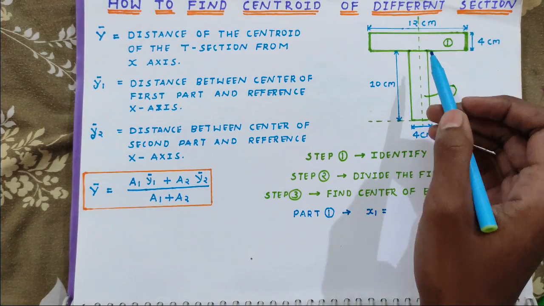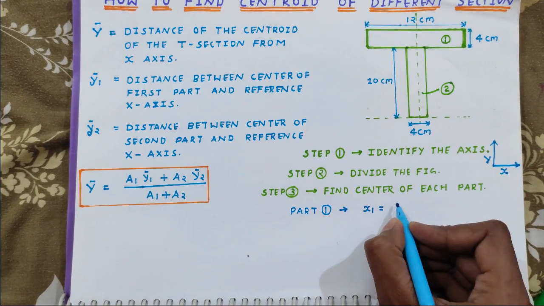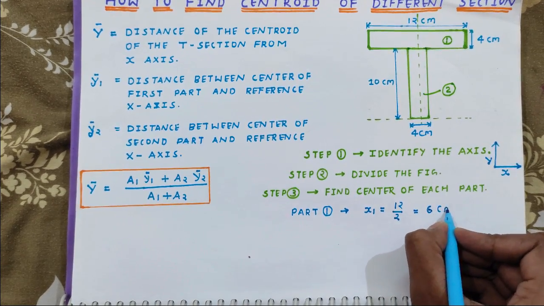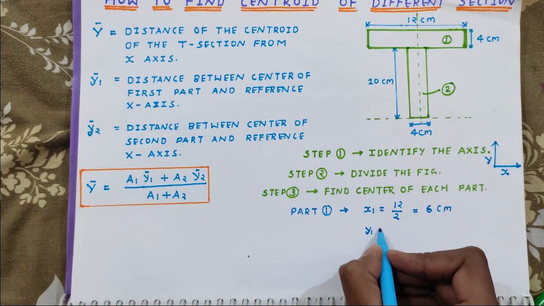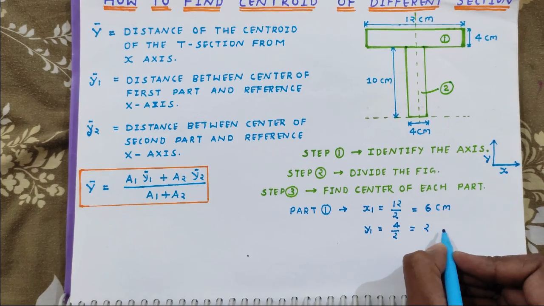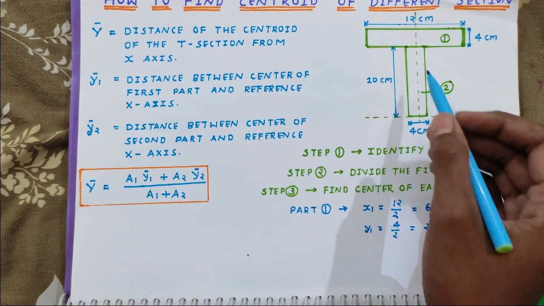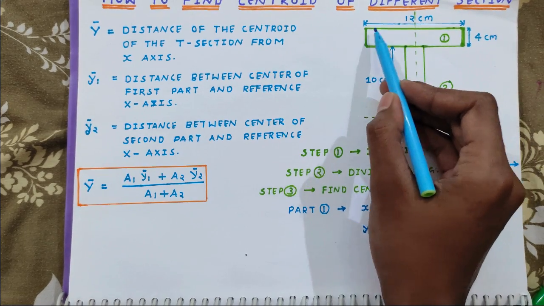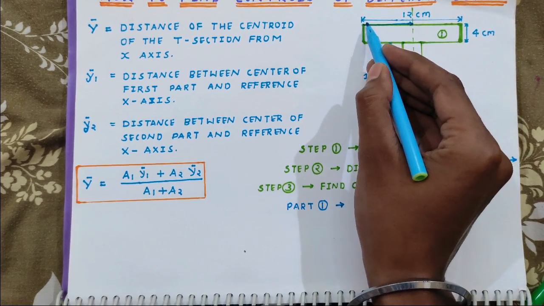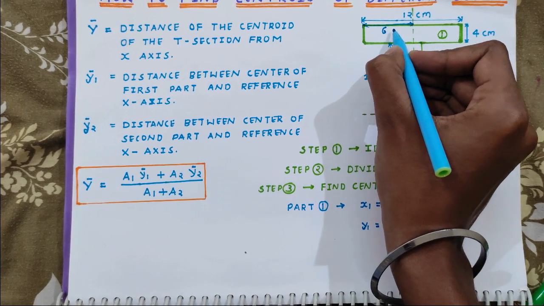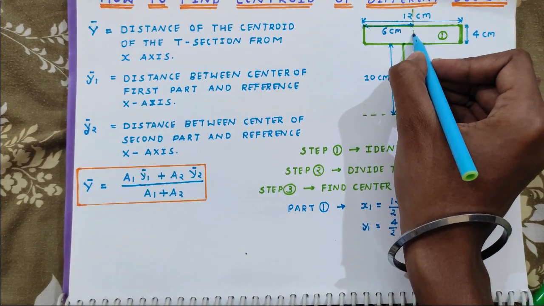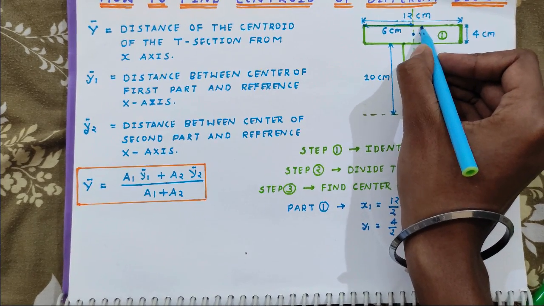x1 equal to 12 by 2 is equal to 6 centimeter and y1 is equal to 4 by 2 is equal to 2 centimeter. So because this figure is symmetrical about the y-axis, this length will be equal to 6 centimeter. And it is 4 centimeter, so this length will be equal to 2 centimeter. So this is the center of the first figure.